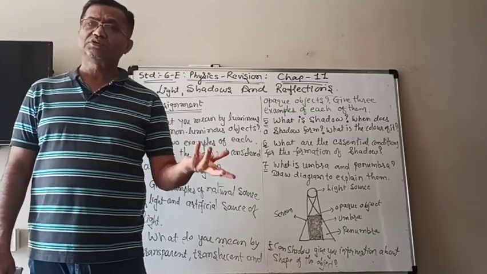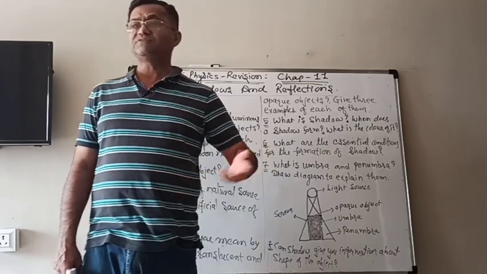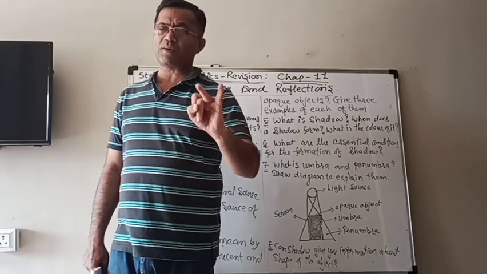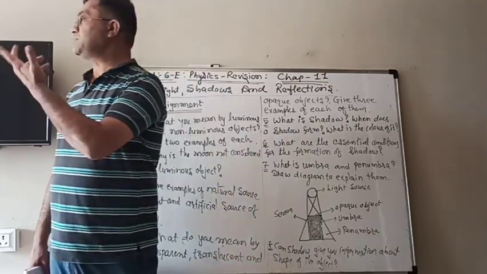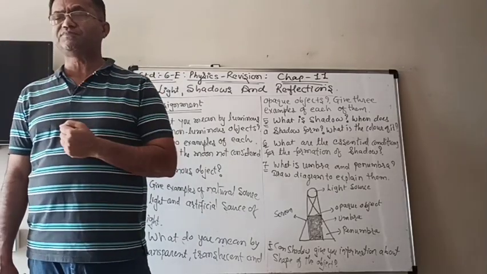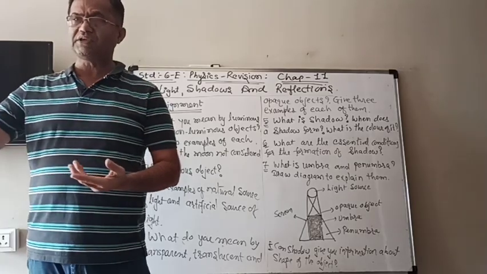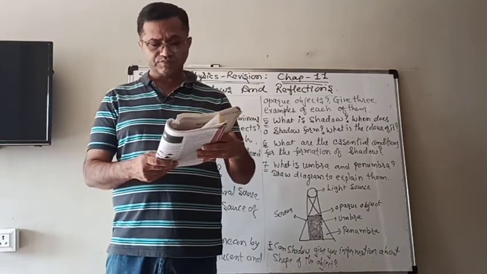If you don't have a source of light, how will you be able to see the shadow? So: the source of light, the opaque object, and a screen. Without a screen, sometimes you won't be able to see the shadow, but it doesn't mean there is no shadow. If you put the screen, then you will be able to see the shadow.